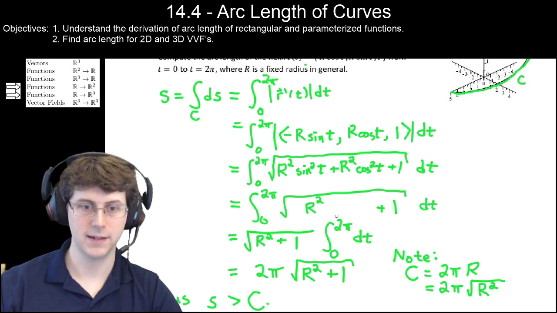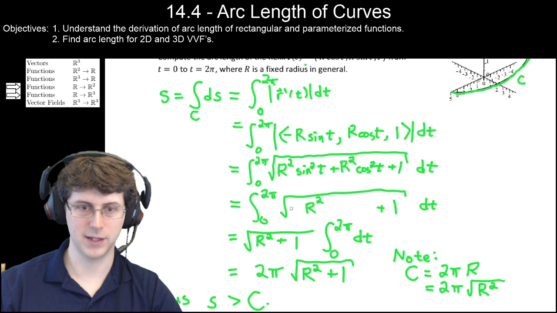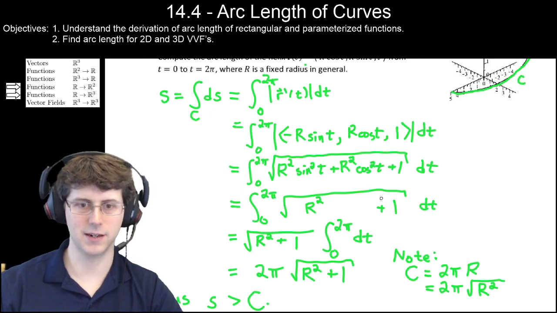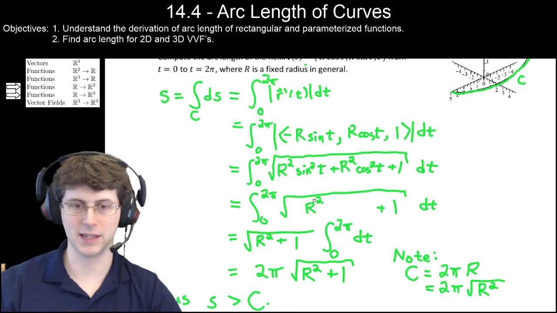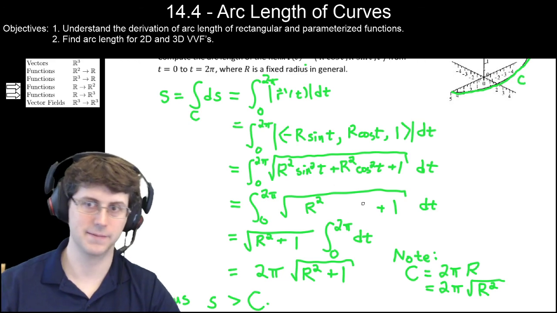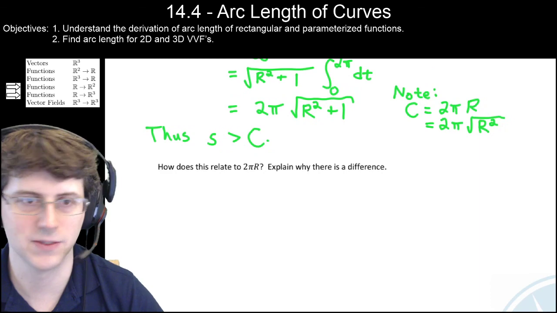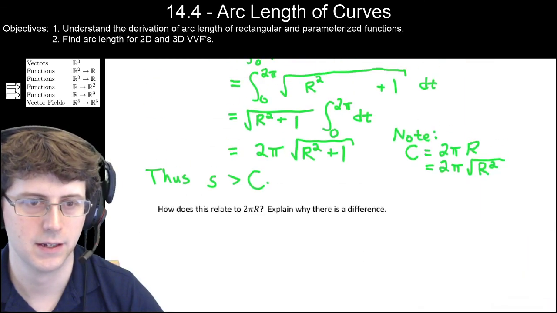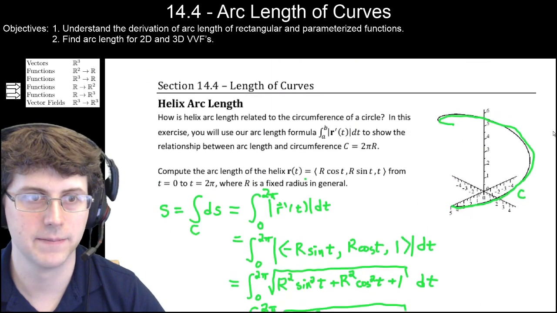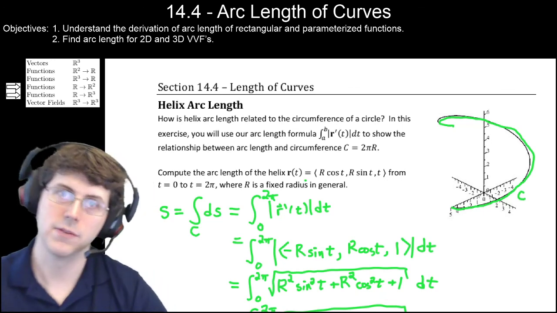But overall, I want to save you from doing something difficult: just watch to make sure that your integral is actually hard before you do it. This one was not difficult. I think that should do it. Is there one more? Oh, how does this relate to 2 pi r? Yep, it's a little bit bigger than 2 pi r. So that's section 14.4, arc length.